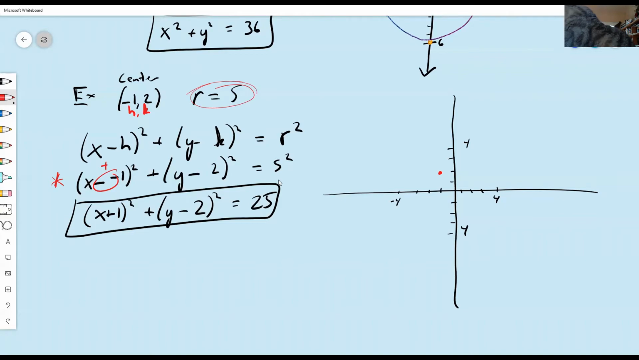So start counting from here. 1, 2, 3, 4, 5. 1, 2, 3, 4, 5. 1, 2, 3, 4, 5. 1, 2, 3, 4, 5.